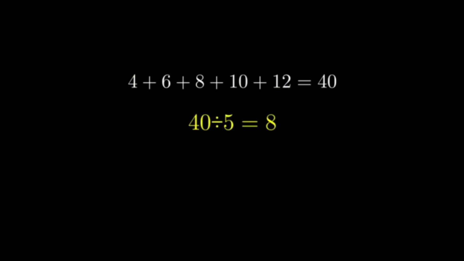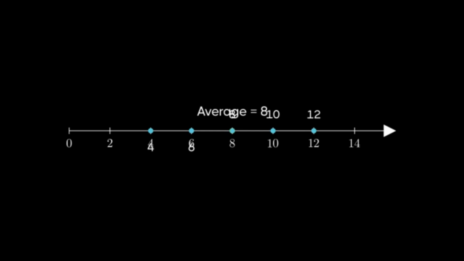Think of the average as distributing the total value equally among all the items in our set. If each of our 5 numbers had the same value, that value would be 8. To better understand what this average represents, let's visualize our numbers on a number line and see how they relate to this average value of 8. Here's our number line with values from 0 to 16. Let's mark the average value of 8 on this line. Now, let's place our original 5 numbers on the number line to see how they're distributed around the average.